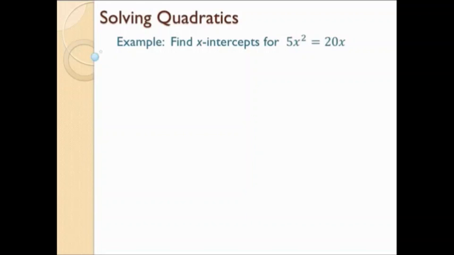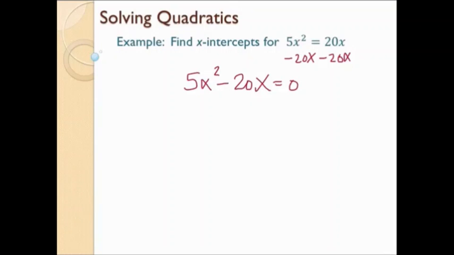Hi there, let's find the x-intercepts for 5x squared equals 20x. I want to write this in standard form, so I want to subtract 20x from both sides. Now you'll notice that there's no constant here, and that's okay. I'm going to still write it in standard form. So 5x squared, put the x squared term first, minus 20x equals 0.